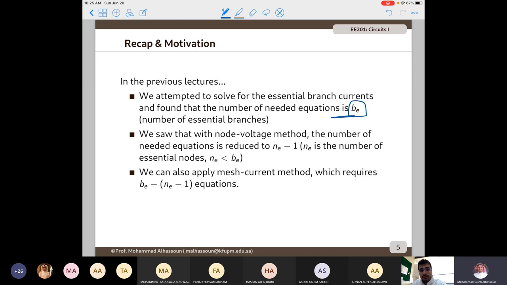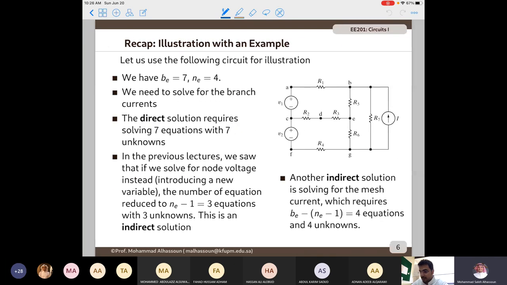However, if we introduce an intermediate variable, which we call the node voltage, then this number is reduced to NE minus one, where NE is the number of essential nodes, and recall that the number of essential nodes must be less than the number of essential branches. If we apply the mesh current method, which is the topic of today's lecture, then we will need, again, BE minus NE plus one equations.